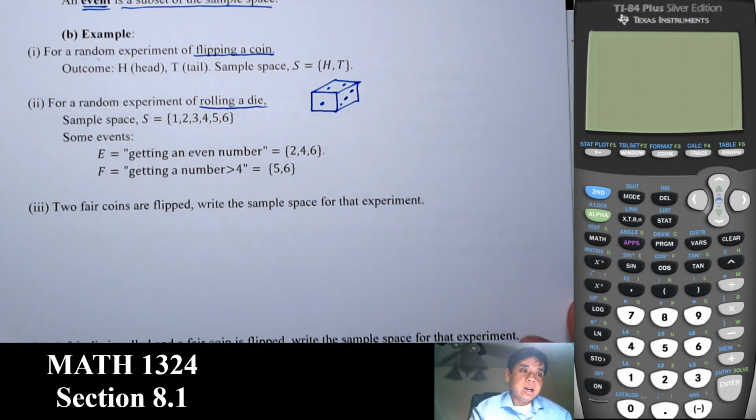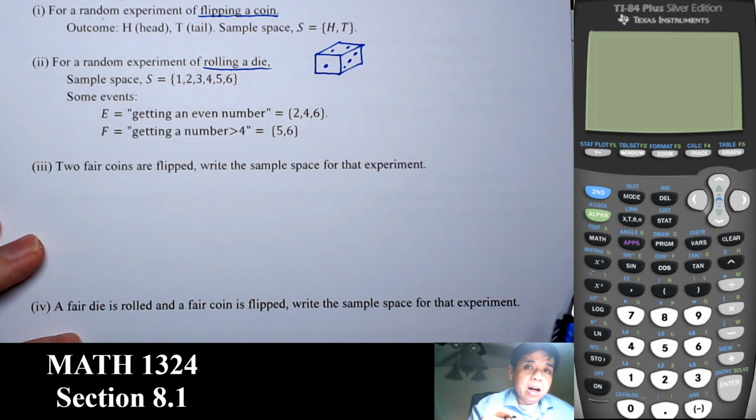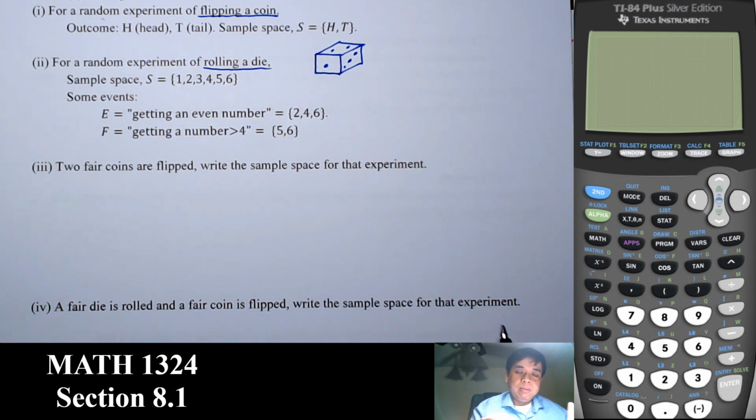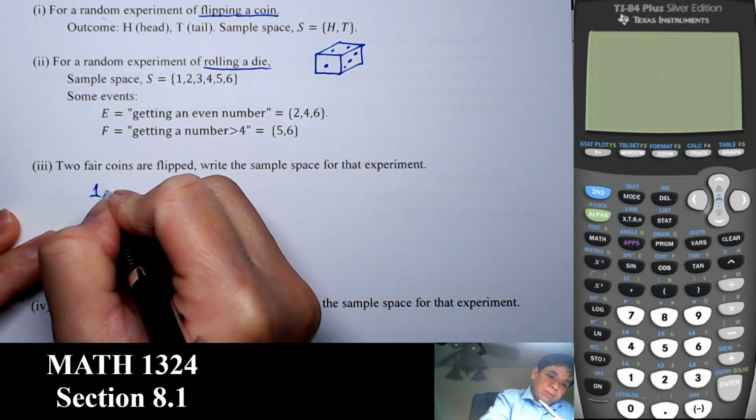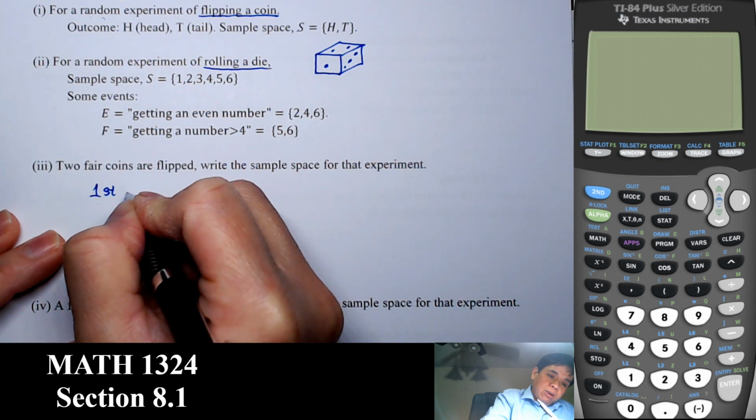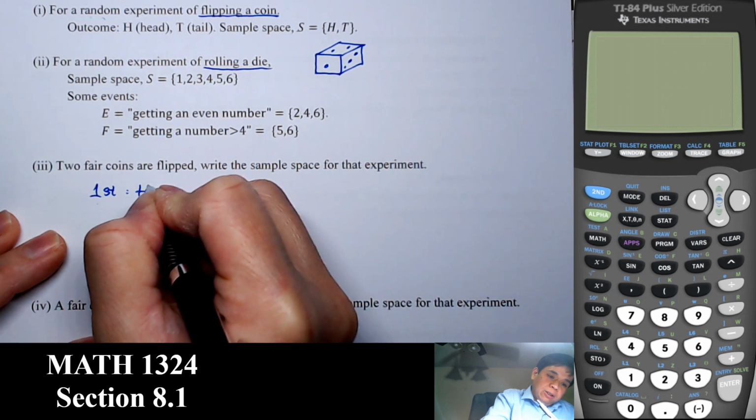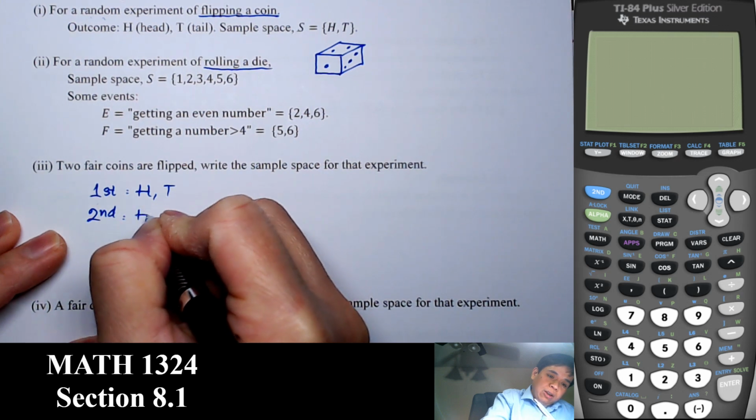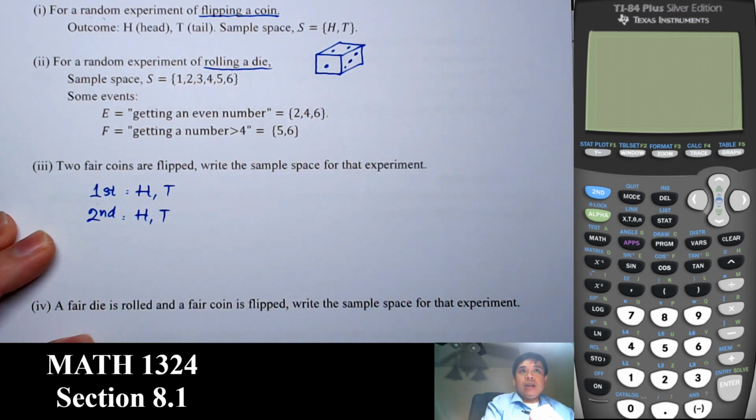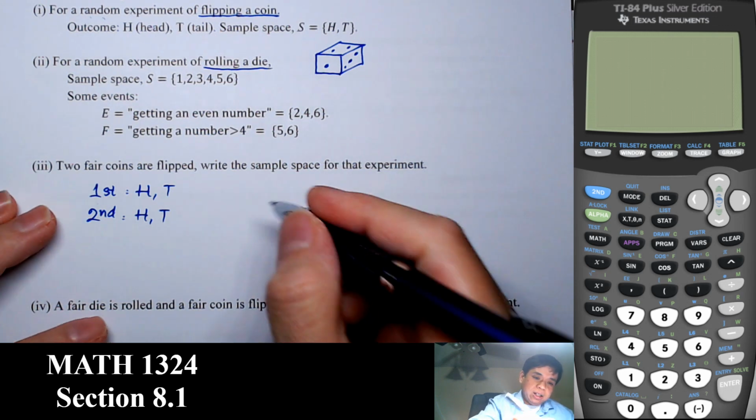Let's look at an example here. If 2 fair coins are flipped, write the sample space for the experiment. 2 fair coins, right? So the first coin could be head or tail. The second coin could be head or tail. That's for each coin. Now we put the 2 together. It will be like this.